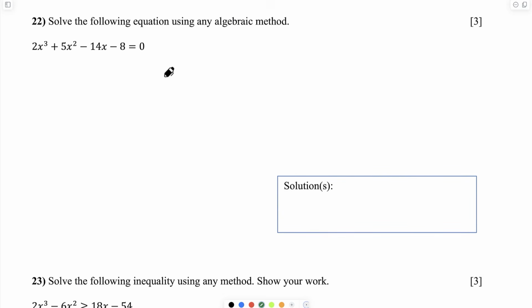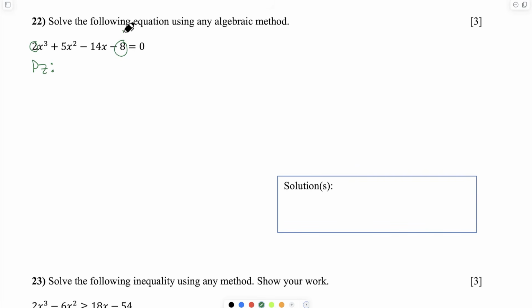22. Solve the following equation using any algebraic method. Well, this polynomial, it has 4 terms. You could try factoring it by grouping, but that's not going to work. So I'm just going to have to test for zeros of this again. So the possible zeros, well, since the leading coefficient isn't 1 this time, I'll test factors of the constant term divided by factors of the leading coefficient.